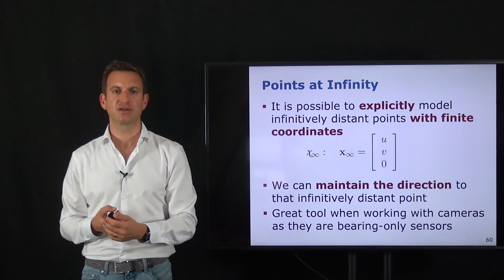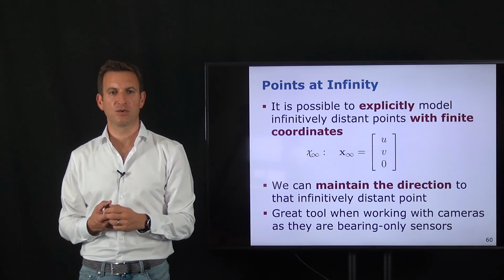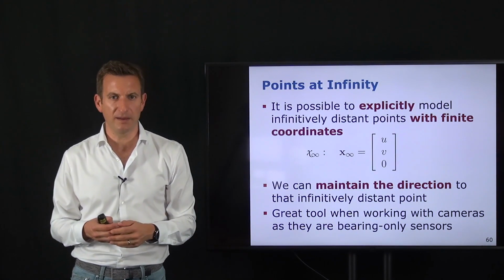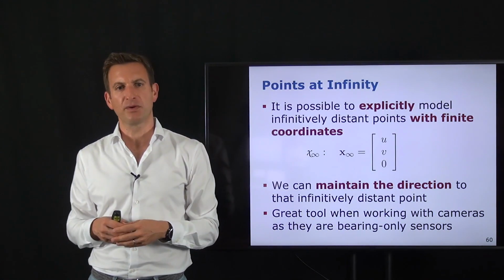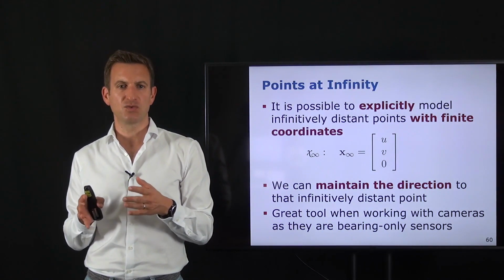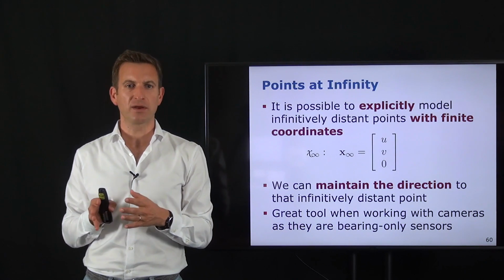We can express the direction with finite coordinates. So if you consider a point which is infinitely far away, wherever you are, you observe this point in the same direction. That's a great tool in order to determine your orientation, so where you're looking to.